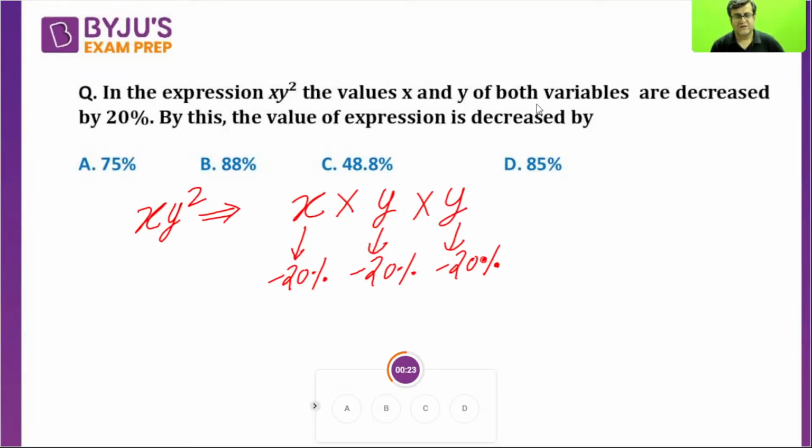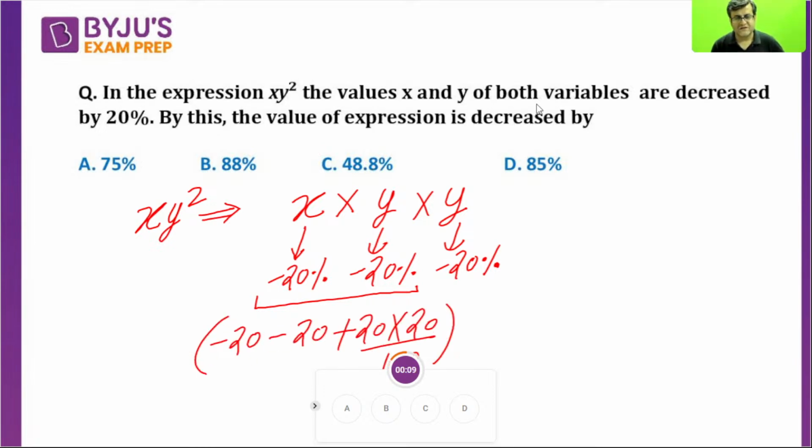This value decreases by 20%. This value decreases by 20%. This value also decreases by 20%. So what about these two values? If you use minus 20, minus 20, minus minus plus 20 into 20 by 100, finally minus 40 plus 4 will give you minus 36. So I got minus 36 from the first two, and 20% minus from the last.